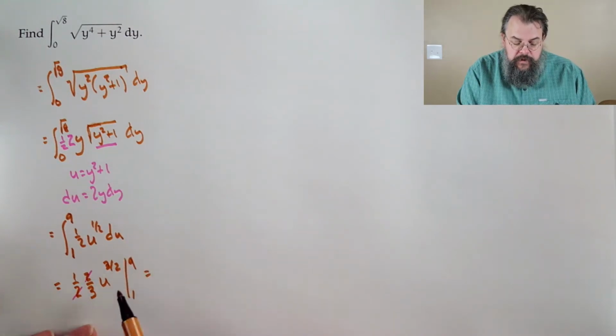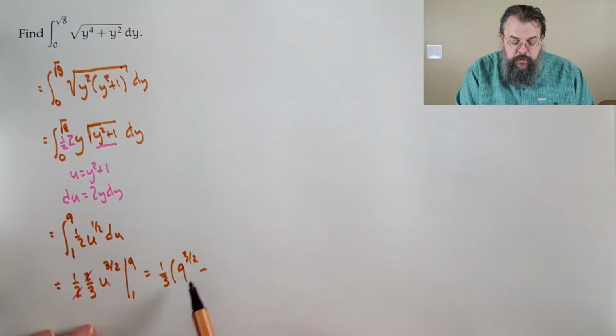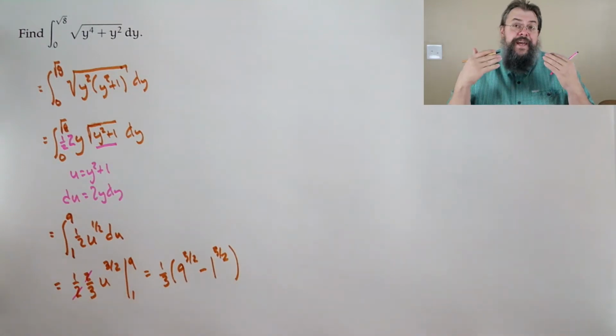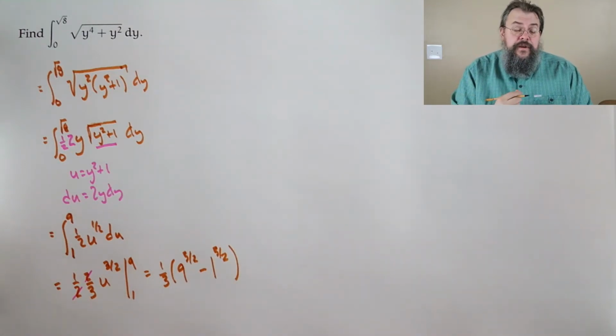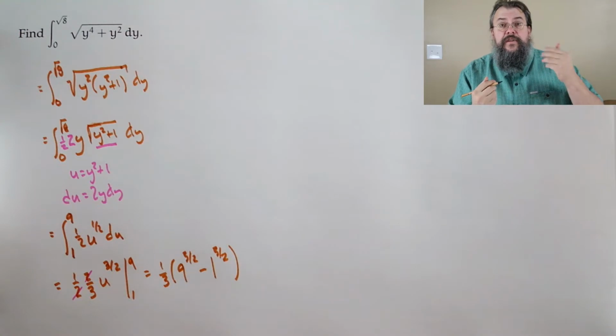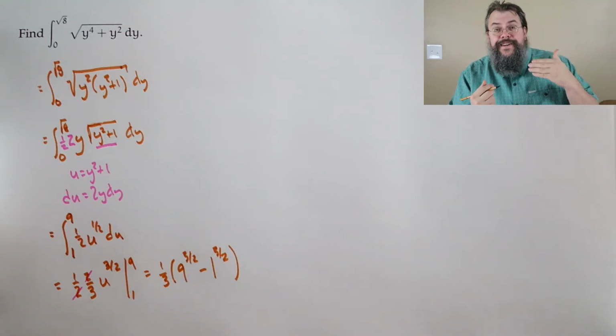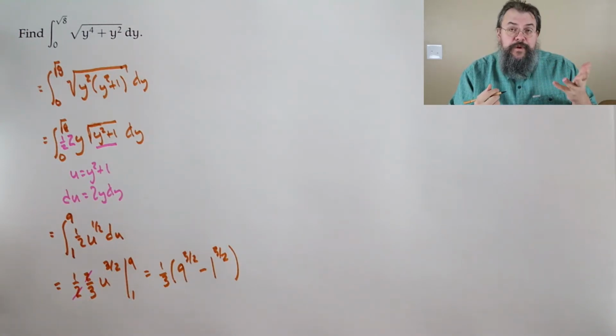And, well, don't forget 1 to 9. 1/3, 9 to the power of 3/2, minus 1 to the power of 3/2. Now, if you take 9 to the 3/2, you can do a couple different things. You can think of it as saying, take the square root of 9 and then cube it. So that would be 3 times 3 times 3, which is 27.